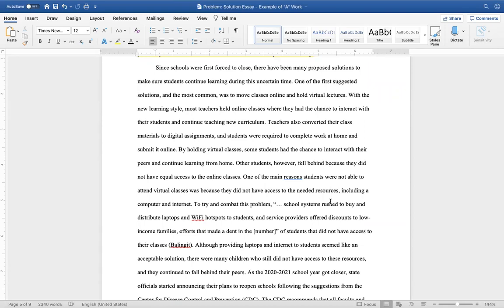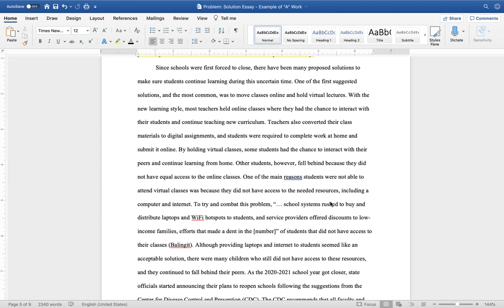Since schools were first forced to close down, there have been many proposed solutions to make sure that students continue learning during this uncertain time. One of the first suggested solutions and the most common was to move classes online and hold virtual lectures. With the new learning style, most teachers held online classes where they had a chance to interact with their students and continue teaching new curriculum.